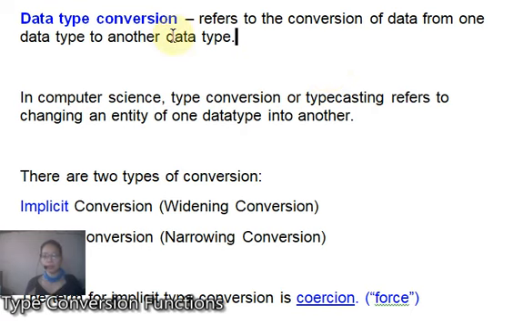Data type conversion refers to the conversion of data from one data type to another data type. In computer science, type conversion or typecasting refers to changing an entity of one data type into another.